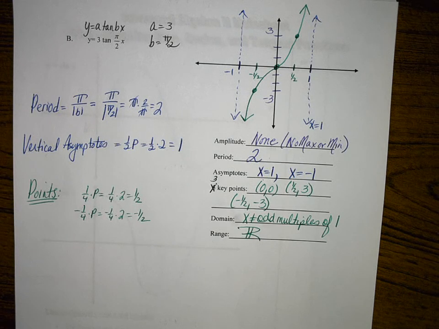For tangent, range will always be all reals. It always goes all the way to positive infinity and keeps going all the way to negative infinity. Absolutely. Anything else? All right.